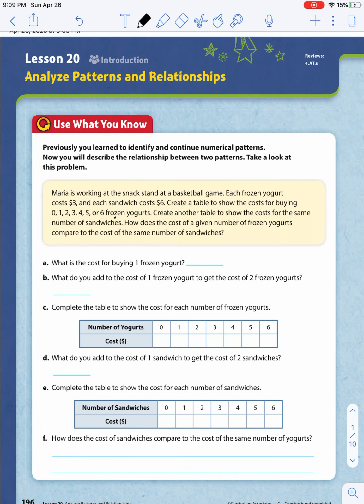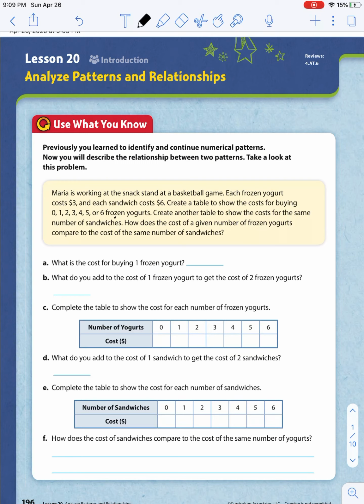Here we are again. We are jumping into lesson 20. We're going to start taking a look at relationships between numbers and patterns between one number and the next, and how that can help us out in math. So we're going to start with Miss Maria.